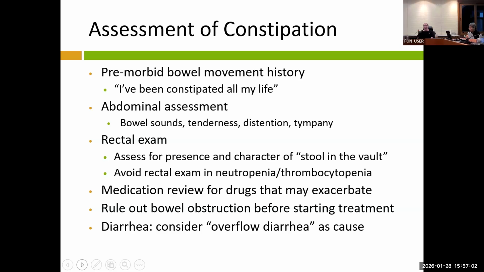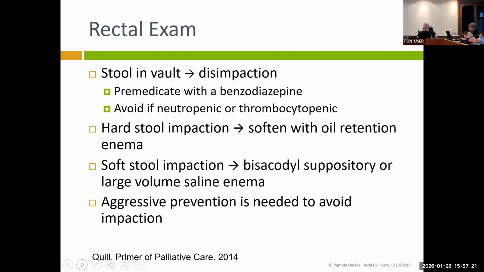Okay, so we have just little ultrasounds that we now use to take a look for bowel obstruction. And then for diarrhea, okay, consider overflow diarrhea, which means that there is a bowel obstruction or a hard piece of stool and the diarrhea is going around it. That's the overflow diarrhea, because that often happens with oncology patients.